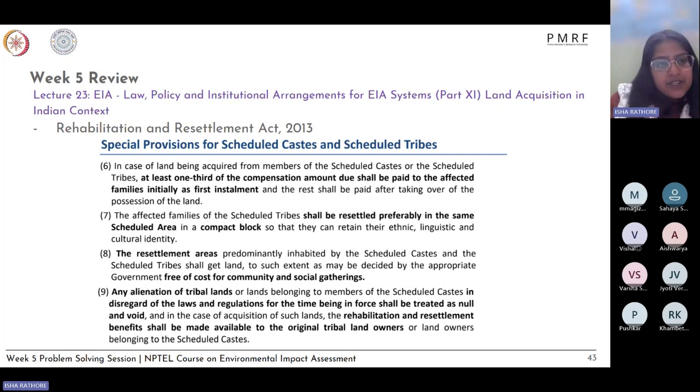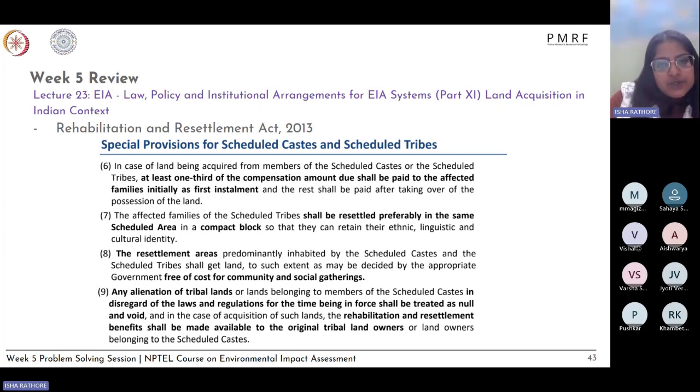And again, if the land is being acquired from members of scheduled castes or scheduled tribes, at least one third of the compensation amount shall be paid upfront, initially as the first installment, and the rest can be paid after the possession of the land, such that they have an easy time settling in because these are vulnerable groups, vulnerable communities. So they need to be paid in this amount prior to their resettlement, one third at least, so that they can settle in and have an easier, smoother process.